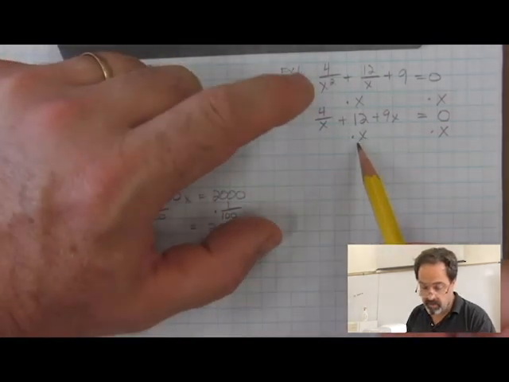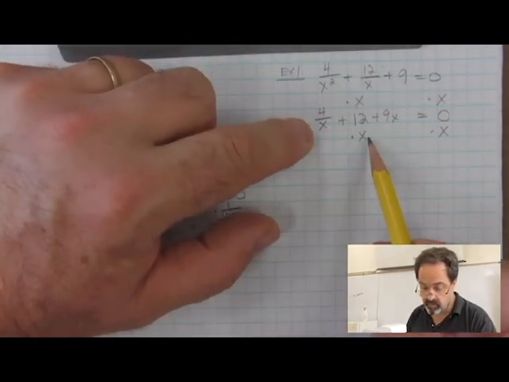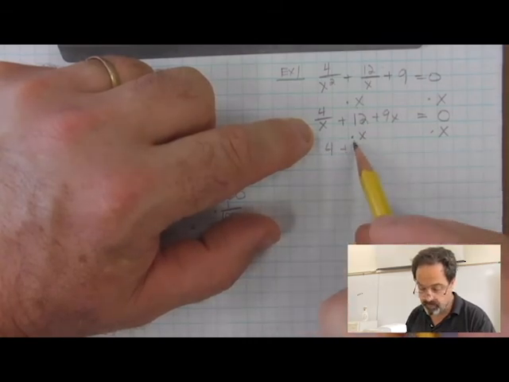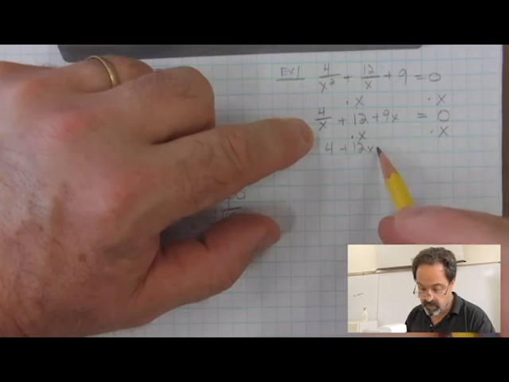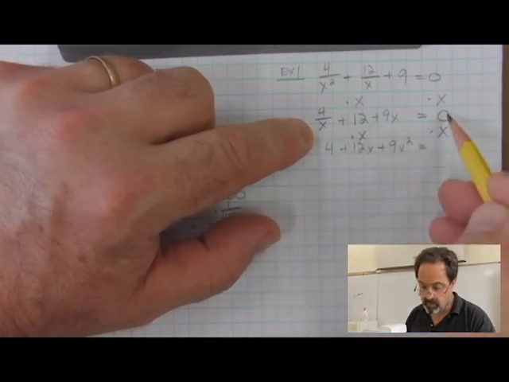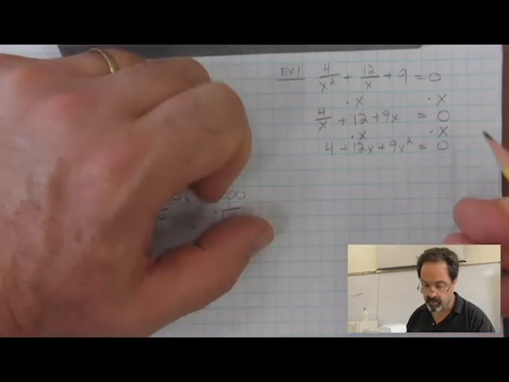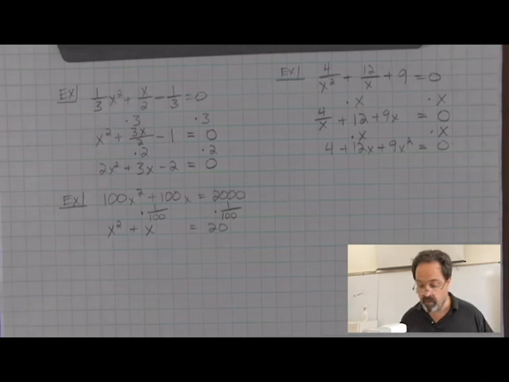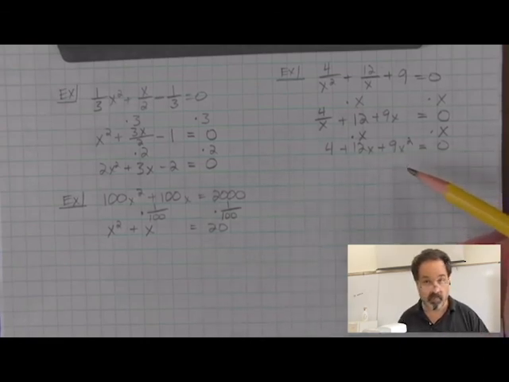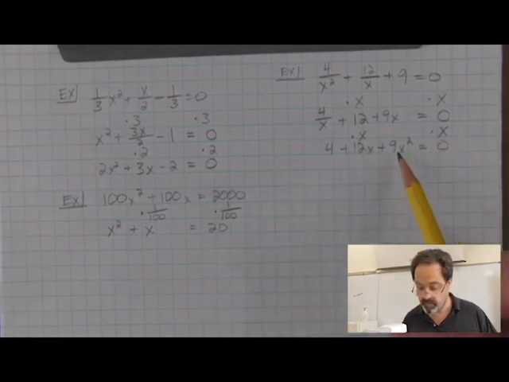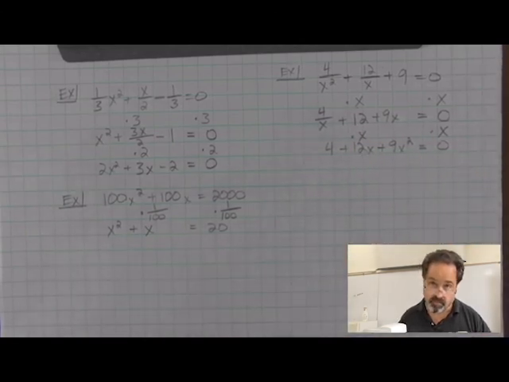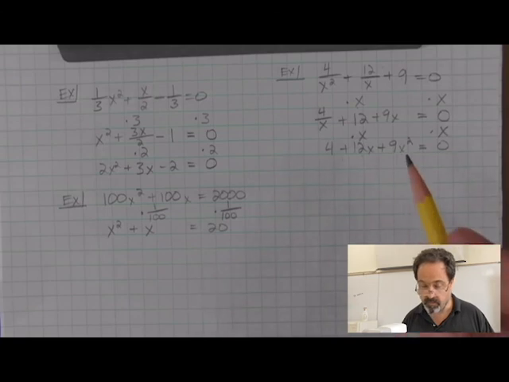Let's finish. 4 divided by x times x leaves just 4. 12 times x is 12x. And 9x times x is 9x squared. On the right, 0 times x is still 0. Now we can see that we have a quadratic equation, but the coefficients are much easier to find. The coefficients are 9, 12, and 4. Something that's relatively easy to put into the quadratic formula and continue to solve for x.